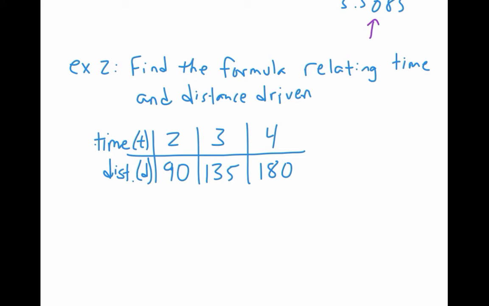I need to have some way to get from 2 to 90. If I'm adding, what do I add to 2 to get to 90? Yep, so plus 88. So I'm just going to write a plus 88 down there. So one thing that could be in my formula is take the time value and add 88.